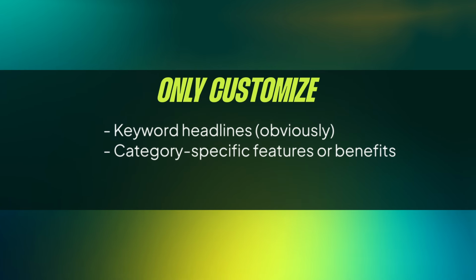Only customize keyword headlines, of course, category specific features, benefits, and other things, and if you talk to a specific audience in one ad group or one campaign. But this alone will save you 80% of your time. You don't have to write something custom for every single ad group for this to be extremely impactful.